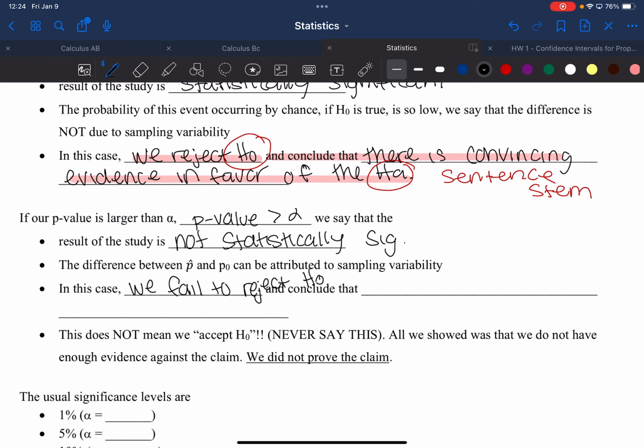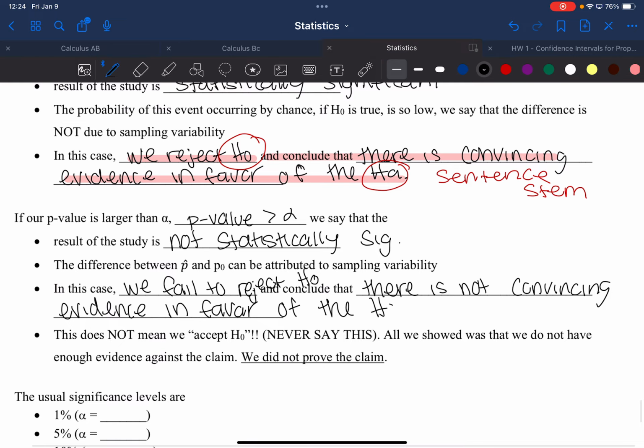And conclude that there is not convincing evidence in favor of the alternative hypothesis. So again, this is all our sentence stem. The only thing that gets changed is whatever our null and alternative hypotheses are.